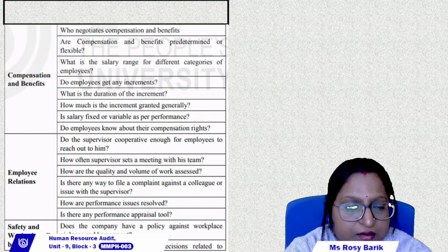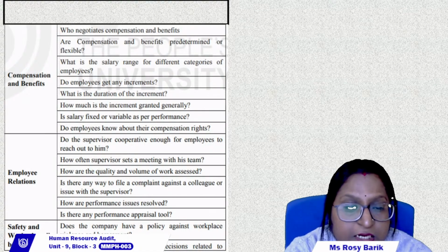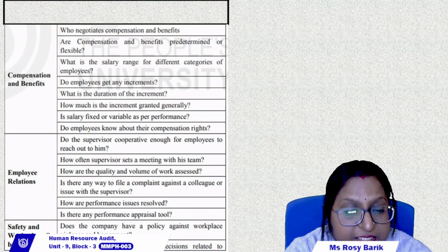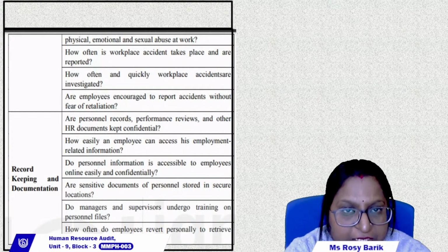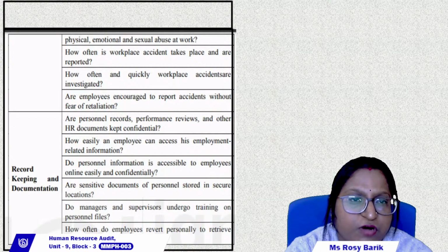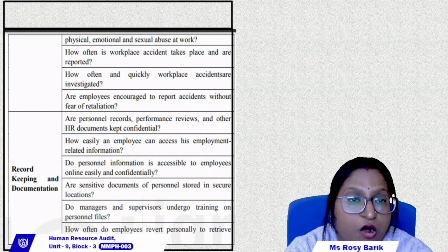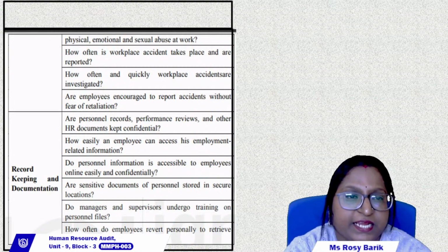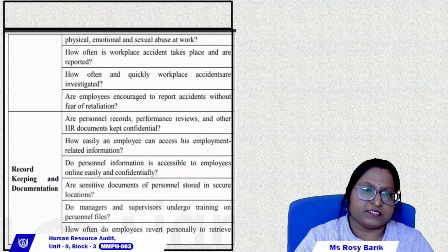Then safety and workers' well-being. Though it is the most crucial part of every organization, does the company have a policy against workplace violence and harassment? Are the managers quick in decision making related to physical, emotional, and sexual abuse at work? How often do workplace accidents take place or get reported? How often and how quickly are workplace accidents investigated? Are employees encouraged to report accidents without fear of retaliation?